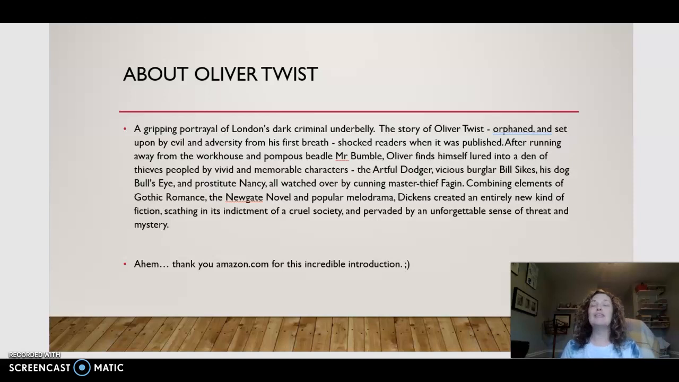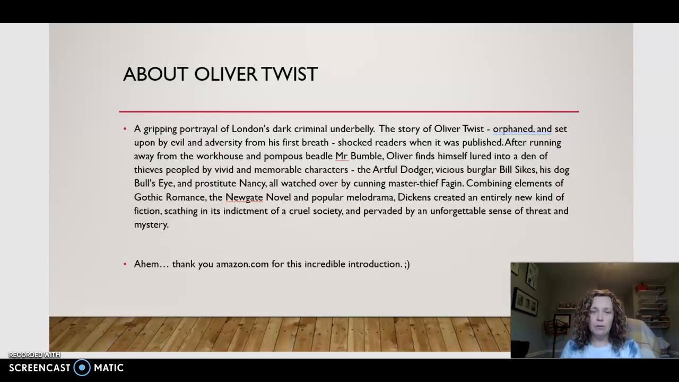So this is a lovely introduction from Amazon, which I think does a nice job of building up the story. It is a gripping portrayal of London's dark criminal underbelly. The story of Oliver Twist is about an orphan, and he's set upon by evil and adversity from his first breath. And it shocked readers when it was published, most likely because it was about a child.